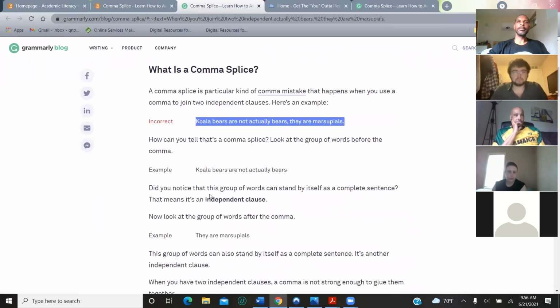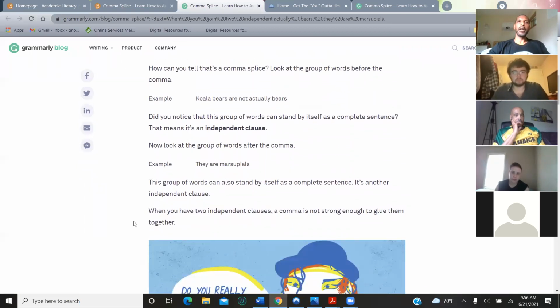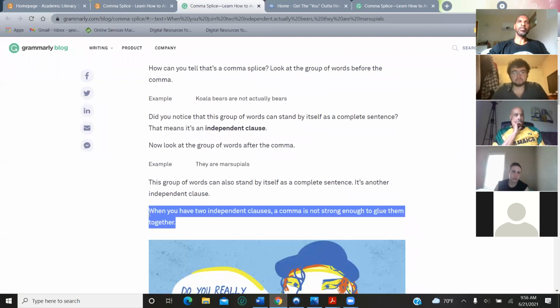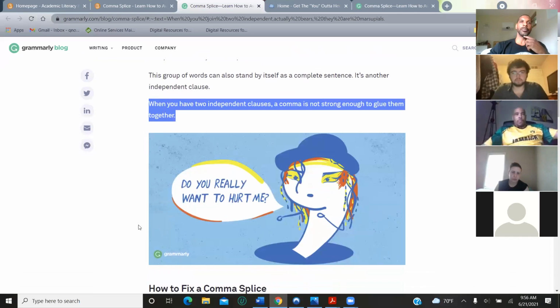And this is summing up what I just said. When you have two independent clauses, again, a group of words that can stand by itself as a sentence, but you put them together with just a comma, it's not enough.